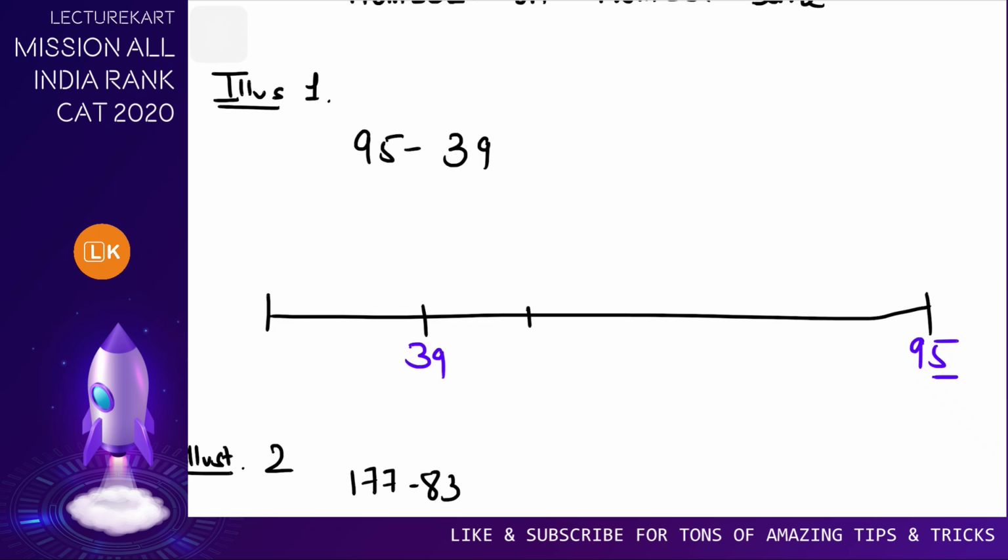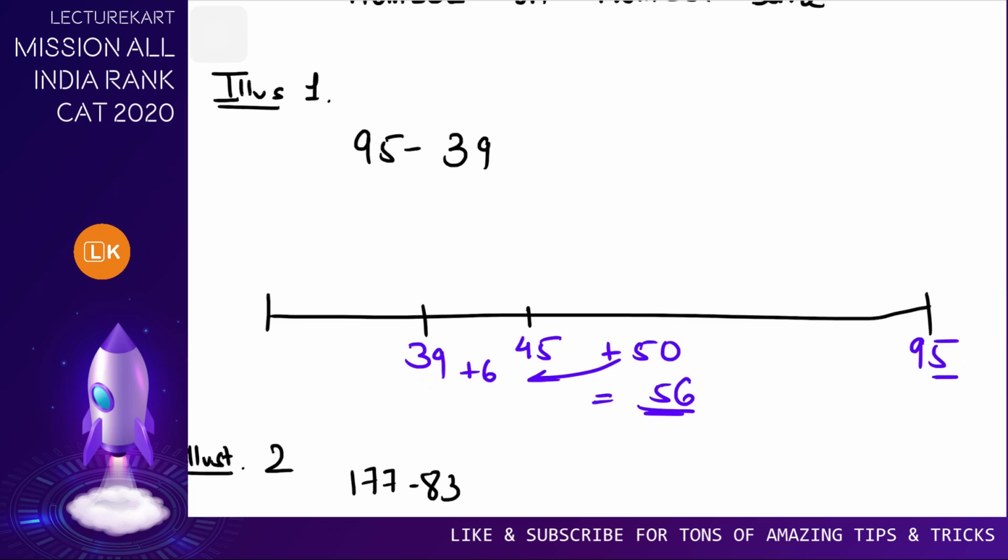Here we know the units place is 5. So we'll try and add the smallest thing that we can add to reach a number which is nearest to the units digit 5. So 39 plus 6 will get me to 45. Here again it is easy for me to ascertain: if I add 50, the answer will be 95. And here the answer will be 56.